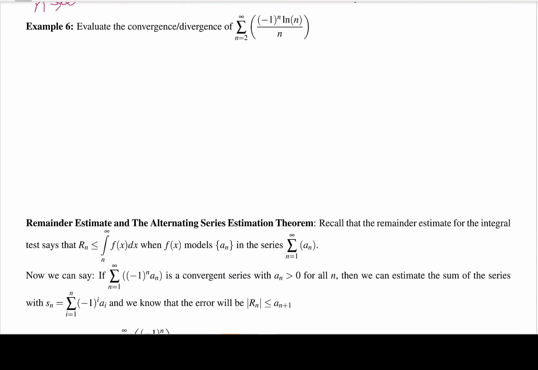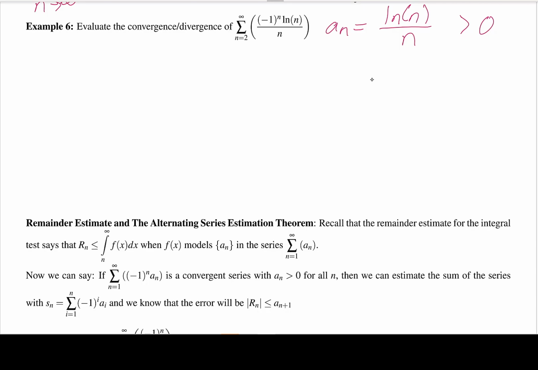For example 6, the first thing I do is identify my a sub n. So we get that a sub n is equal to the natural log of n over n. We checked before that the natural log of 2, the natural log of 3, all of those are going to be positive numbers. And then we'll be dividing by positive numbers, so this is always going to be greater than 0. Now I want to check that it's decreasing.